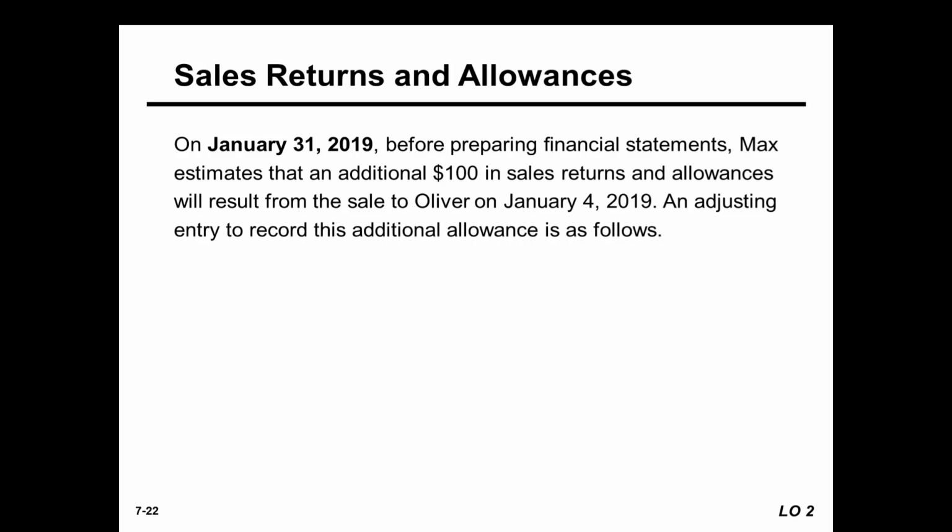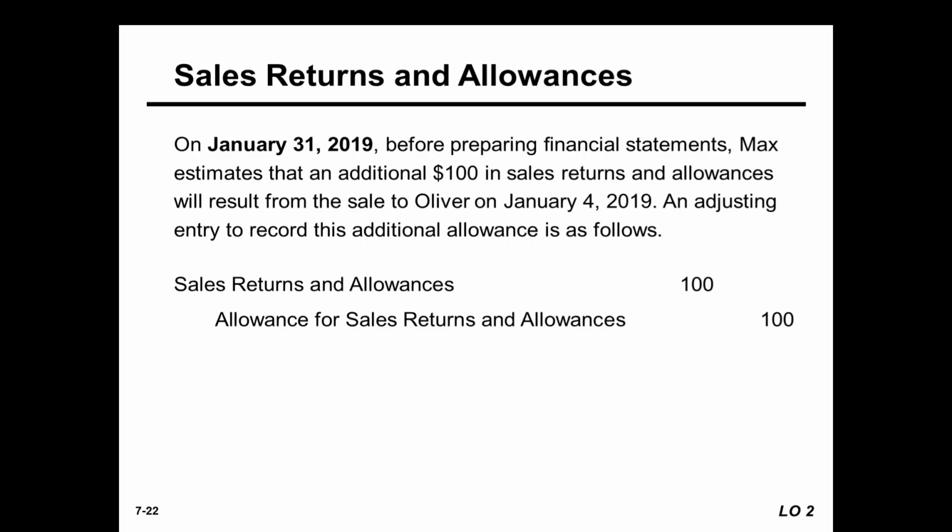On January 31, before preparing financial statements, Max estimates an additional 1,000 in sales return and allowance will result from the sale to Oliver on January 4. An adjusting entry is recorded. So we make an additional sales return and allowance of 1,000 and allowance for sales return and allowance of 1,000.